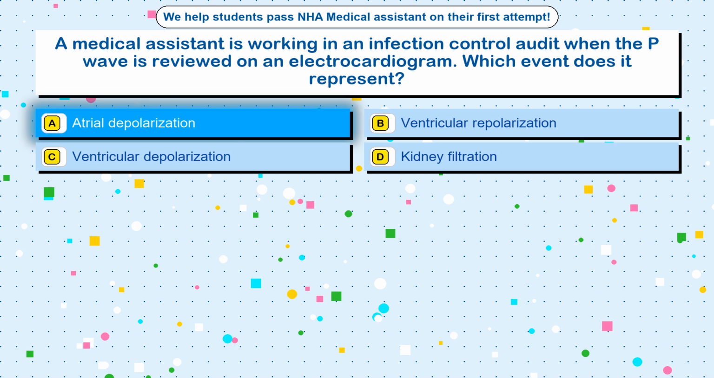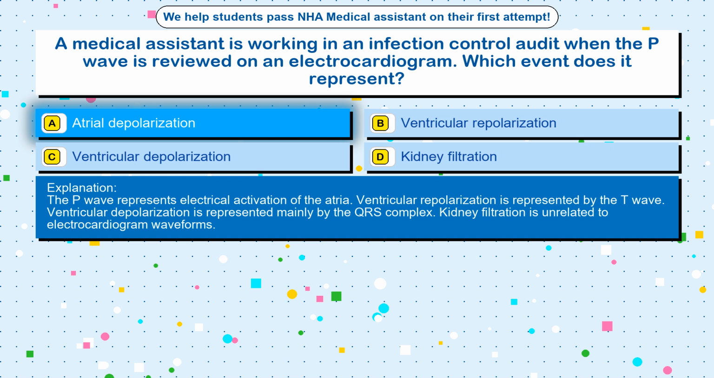Atrial depolarization. The P wave represents electrical activation of the atria. Ventricular repolarization is represented by the T wave. Ventricular depolarization is represented mainly by the QRS complex. Kidney filtration is unrelated to electrocardiogram waveforms.